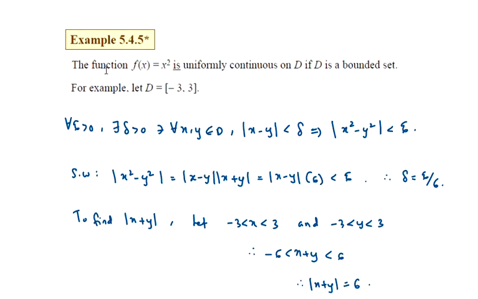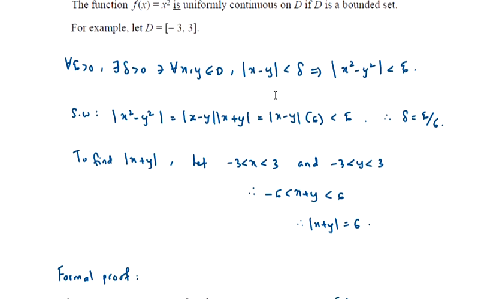Okay, next example, the function fx equals x square is uniformly continuous on D if D is a bounded set. So daripada statement sebelum ni dia dah claim x square is not uniform continuous, tapi kita boleh jadikan dia uniform bila kita define dia punya domain. Domain dia kena bounded set. So for example, let's say domain dia from -3 to 3. Now we can prove that fx equals x square is uniform continuous on domain D. We let fx equals x square and fy equals y square, substitute into the formal definition.